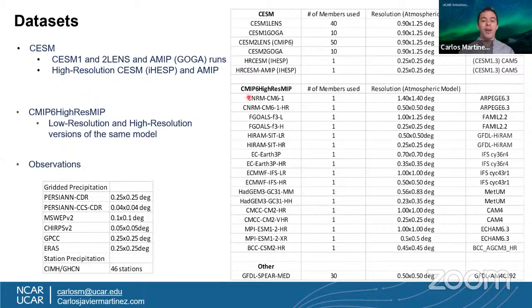This box on the right shows all the models that I used. There are several CESM models, such as the LENS 1 and 2, as well as their GOGA or AMIP runs, and the iHESP high resolution CESM model as well.